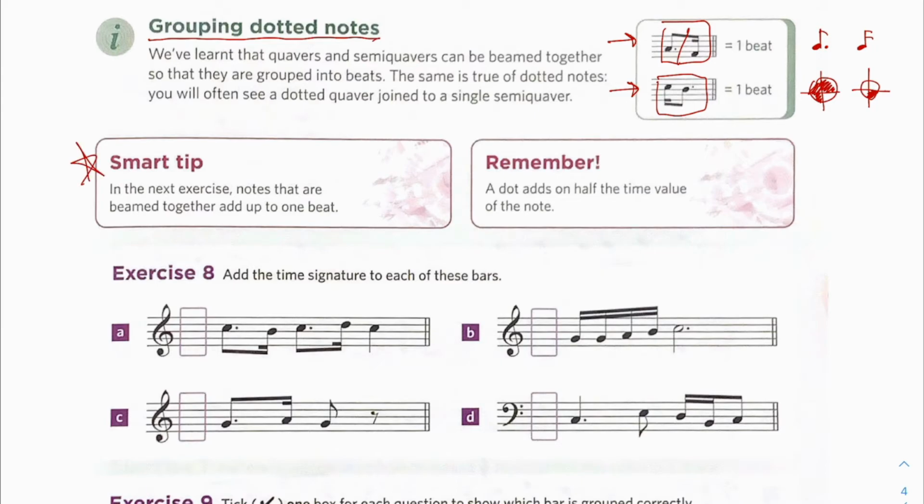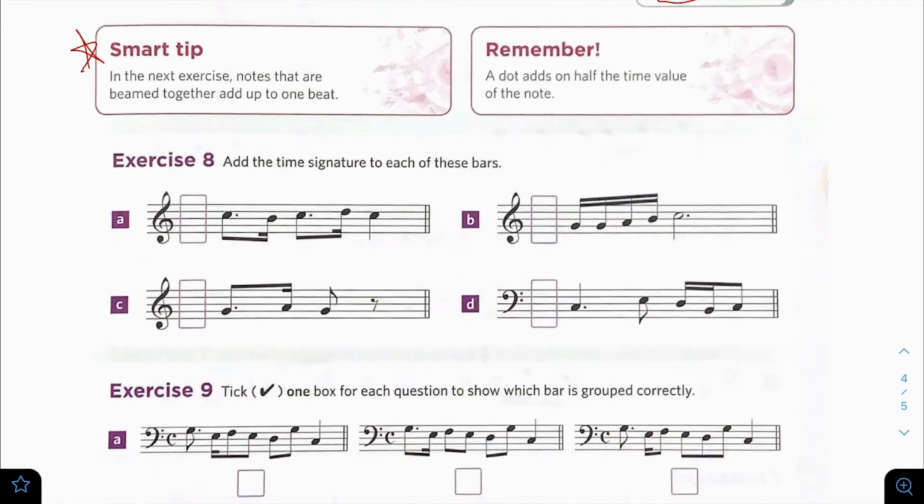Smart tip. In the next exercise, notes that are beamed together add up to 1 beat. Remember, a dot adds on half the time value of the note.